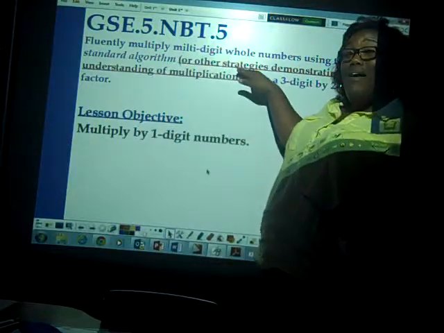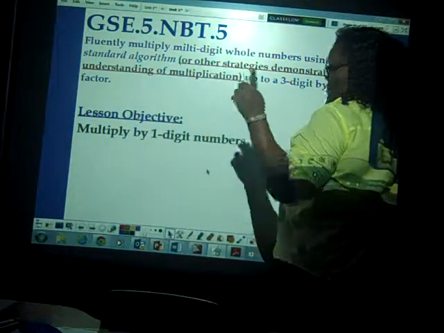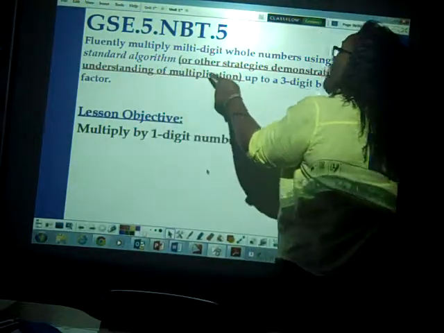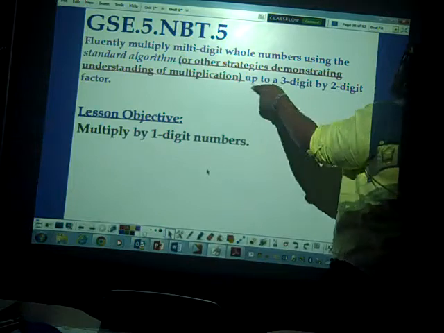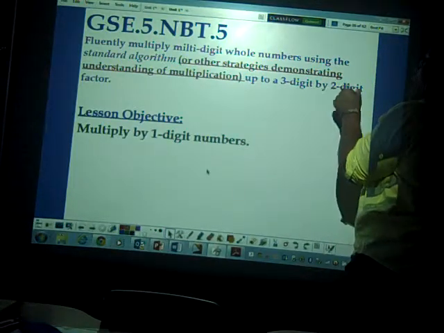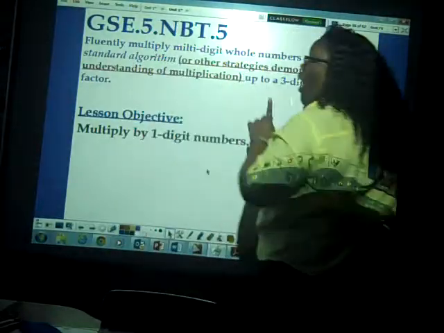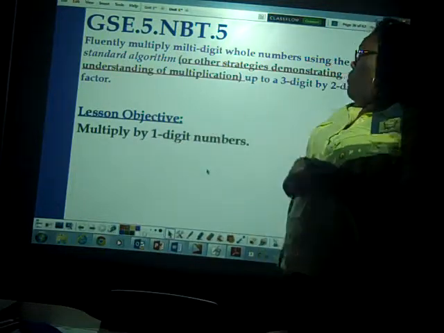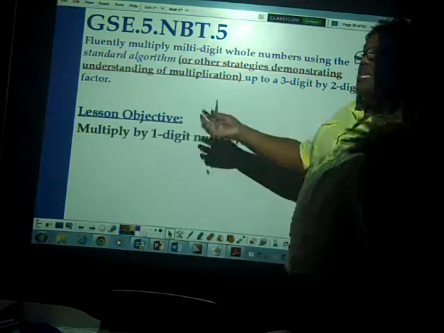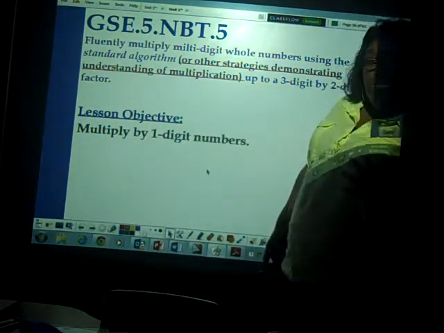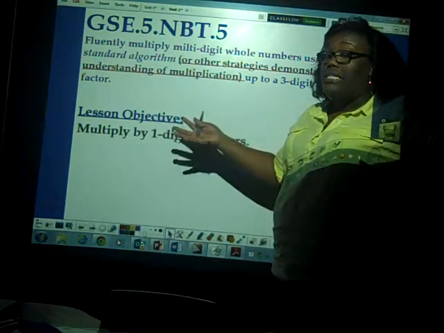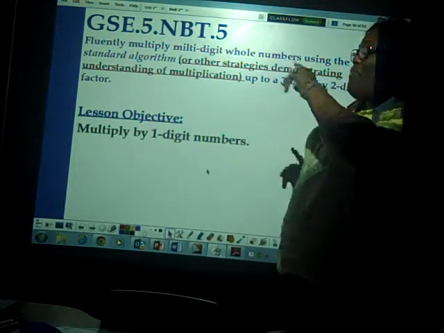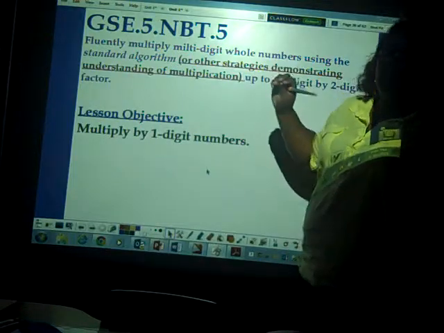But this extra part right here in red, or other strategies demonstrating understanding of multiplication up to a 3-digit by 2-digit factor. So we're going to start off a little small. We're going to multiply by 1-digit numbers. That's our lesson objective. We're going to have 2-digit by 1-digit and 3-digit by 1-digit, okay? Then we're going to move up to 3-digit by 2 digits and 2-digit by 2 digits. And for a little challenge, I'm going to push the kids up to 4-digit by 2 digits and 4-digit by 3 digits. We are really going to know how to multiply, all right?